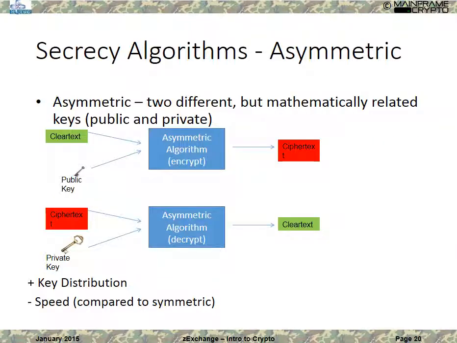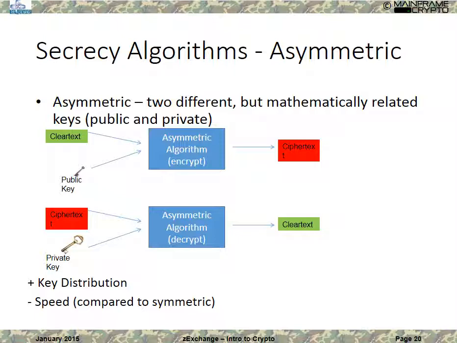Now let's talk about asymmetric algorithms. These are a little bit different from symmetric algorithms in that they use 2 different but mathematically related key values, what's called a public and a private key. The way the process works, if I want to exchange data with everyone on the phone, I could create this public-private key pair. I could provide the public key to everybody on the call. Each of you could encrypt your own unique message to me using my public key, send it to me, and I can decrypt every one of those messages using my private key.